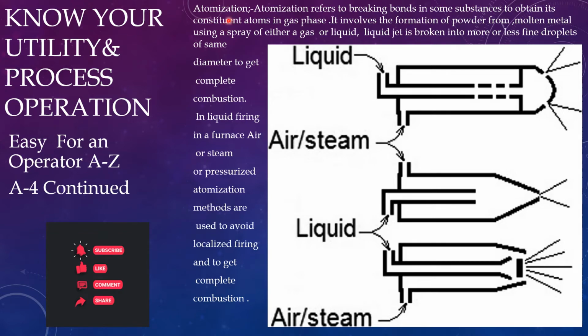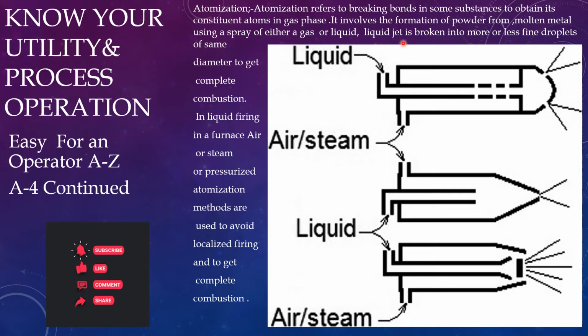Now we can see another important terminology used in industries, furnace, IC engine: atomization. Atomization refers to breaking bonds in some substances to obtain its constituent atoms in gas phase. It involves the formation of powder from molten metal using a spray of either gas or liquid. That is in the metal industry, molten metal is sprayed through the gun, and either gas or liquid is used to atomize the molten metal to small droplets. It will be cooled and it will become powder.